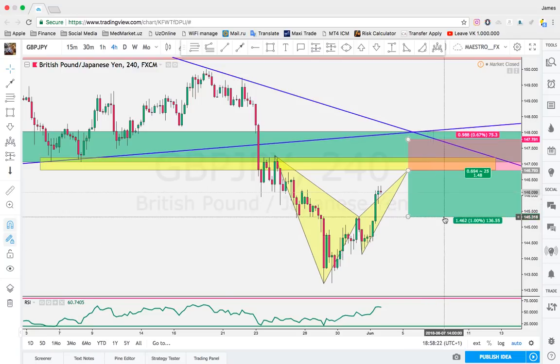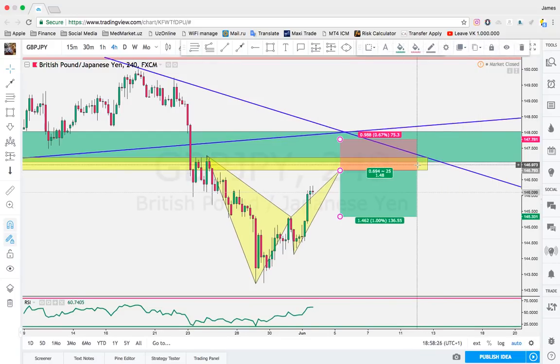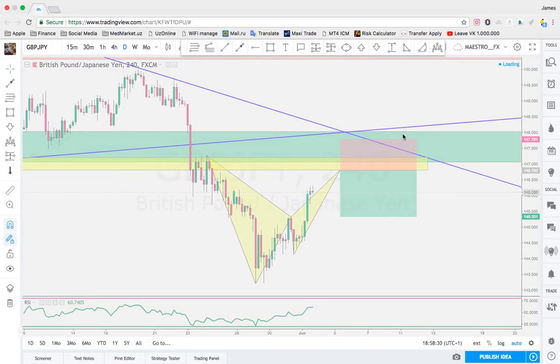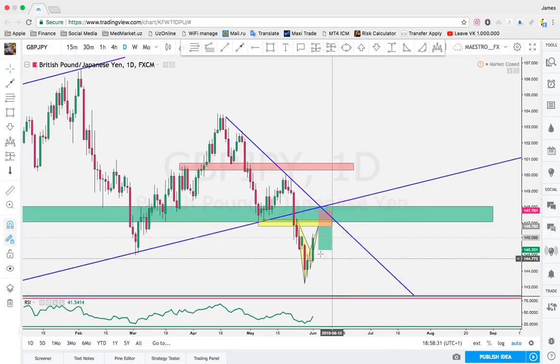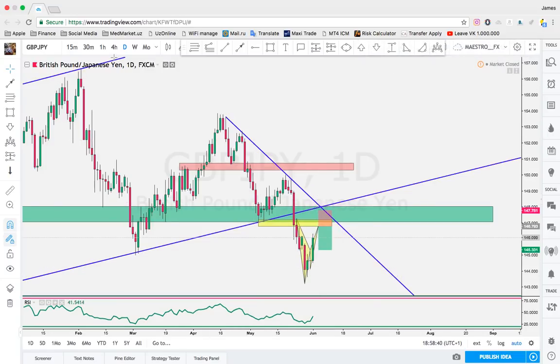which is going to give us 1 to 1.4 risk reward ratio, which is kind of okay with good sell signals. And take profit two is going to be the test of this previous structure, which is going to give us 300 pips. So sell setup on GBP JPY, sell setup on GBP USD.